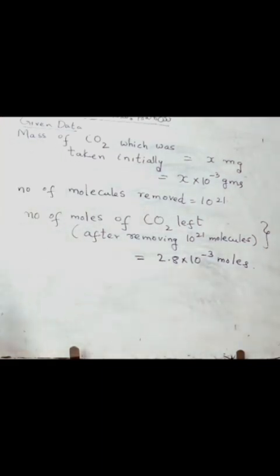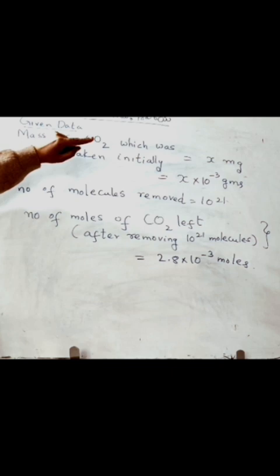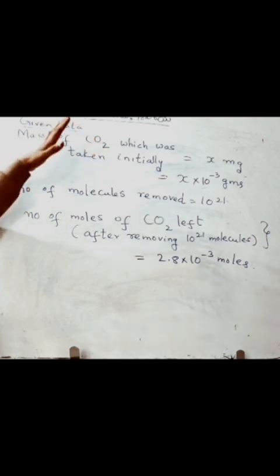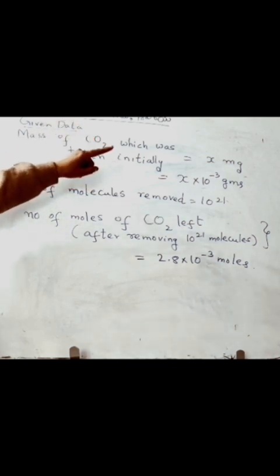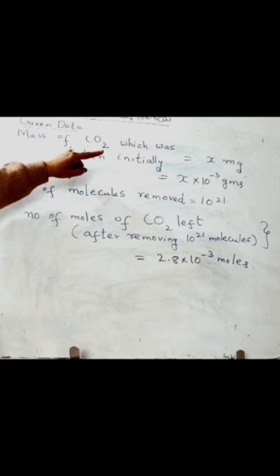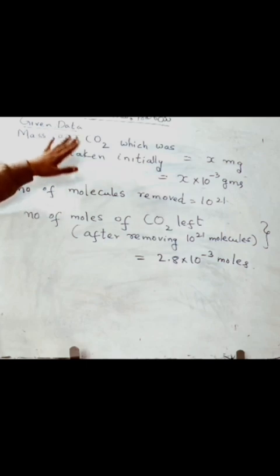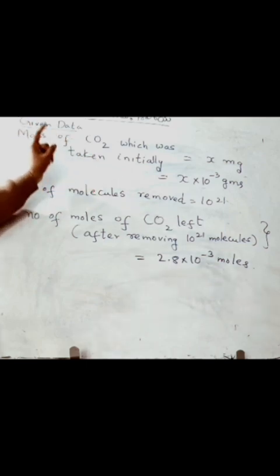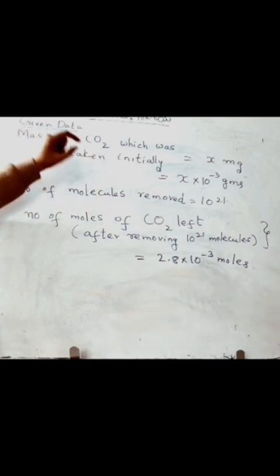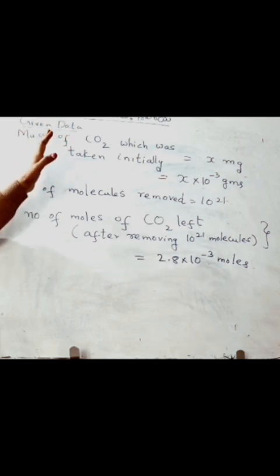Given data in this problem is, first one, mass of CO2. Mass of CO2 which was taken initially is X milligrams. This X milligrams of CO2 converted into grams is X into 10 power minus 3 grams.